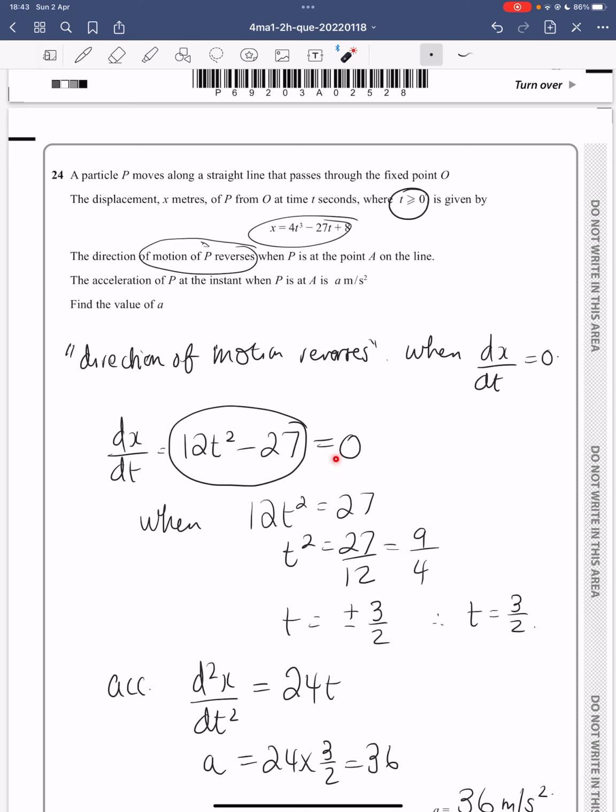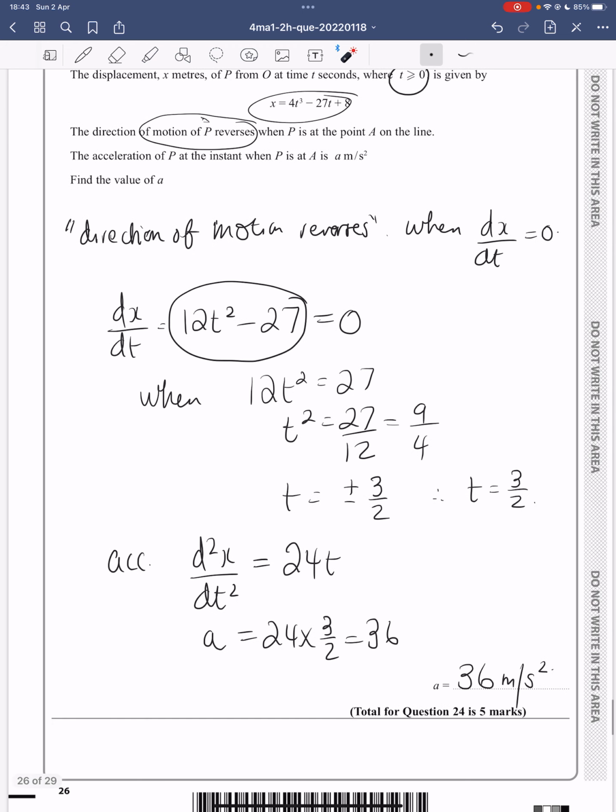And so we want this to be 0, so 12t squared is 27. So t squared is 27 over 12, which is 9 over 4. And t is plus or minus 3 over 2. And this is why I've circled this one. t has to be positive, so t is plus 3 over 2.